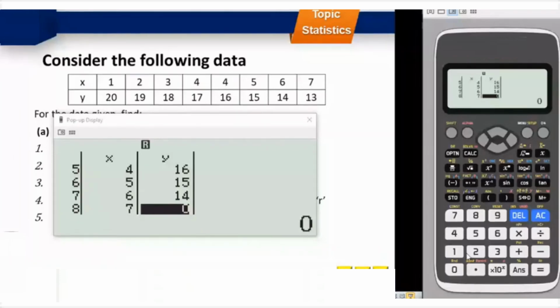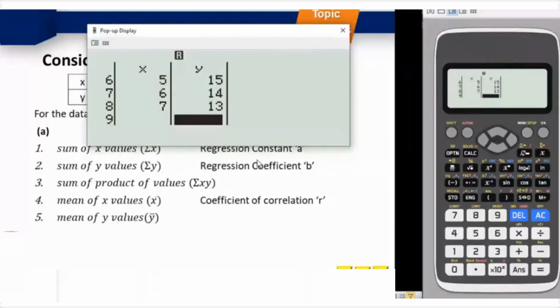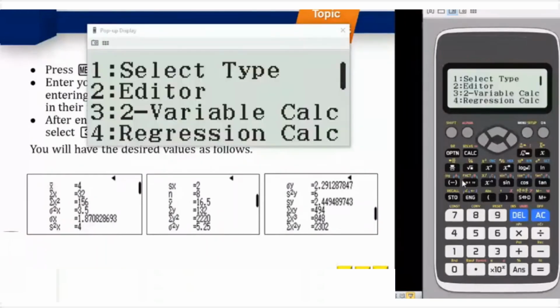Now I need to find all these things: sum of X, sum of Y, sum of product of X and Y, mean values of X, mean values of Y. So I have two sets of data with me, and I will press option, and I will select 3. Why 3? Because it is 2 variable calculation. Initially I was doing 1 variable calculation.